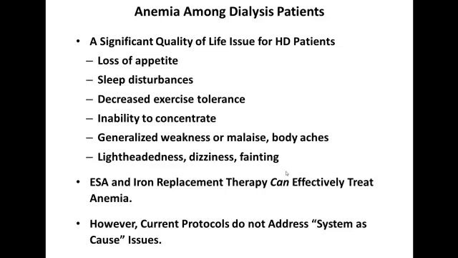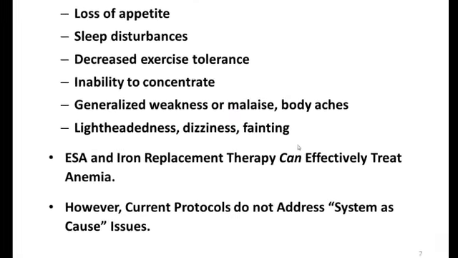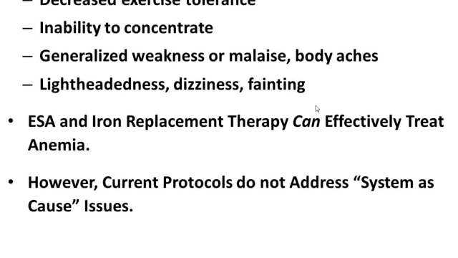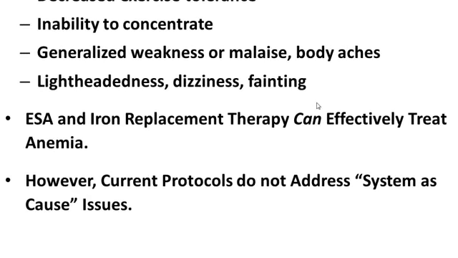A lot to talk about there, but it's worth reflection on beyond the definition of the term anemia, how are these people being affected? ESA and iron replacement therapy can effectively treat anemia, but the current protocols do not address system as cause issues. Now, when I presented this to the System Dynamics Society, that was a key phrase to them: system as cause.